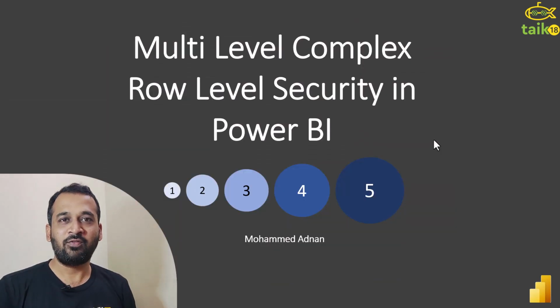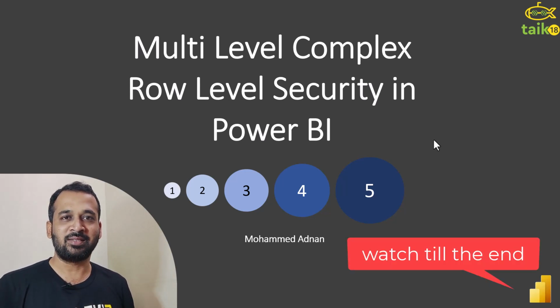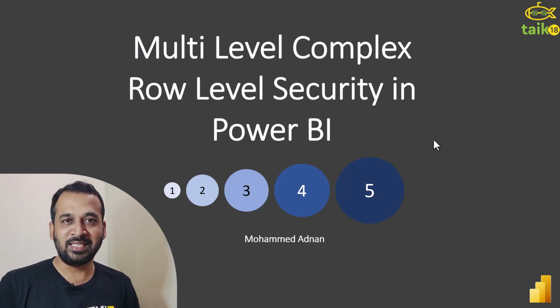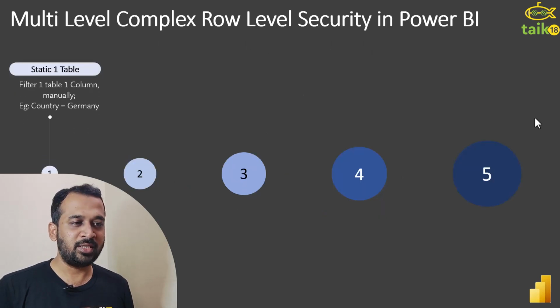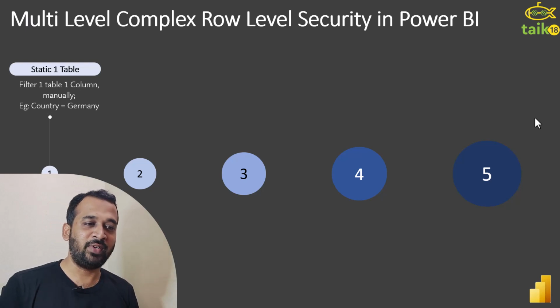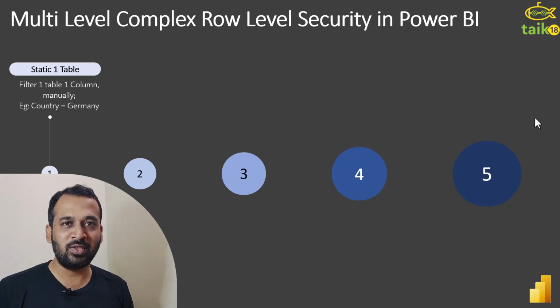So there are totally 5 levels of row level security that I have faced so far in my total Power BI experience. I'm going to share all of those features so that you can easily implement them whenever required. The first one is the static one table row level security. We can filter one table and one column manually. Example, country equal to Germany. That is the one which we can use as a static one.